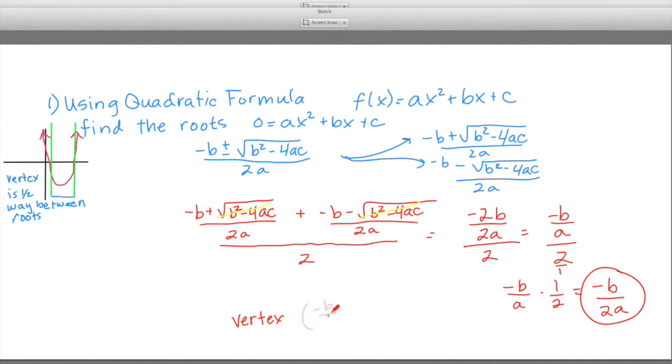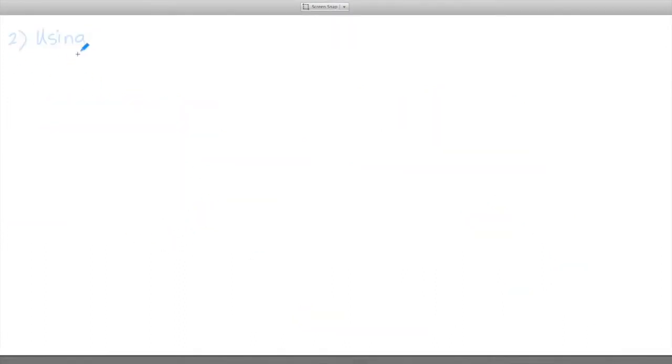Now, to find the y-coordinate, all I have to do is plug my negative b over 2a, substitute it back in to my function to find the y-coordinate. So that's the first way. We can do this another way as well.